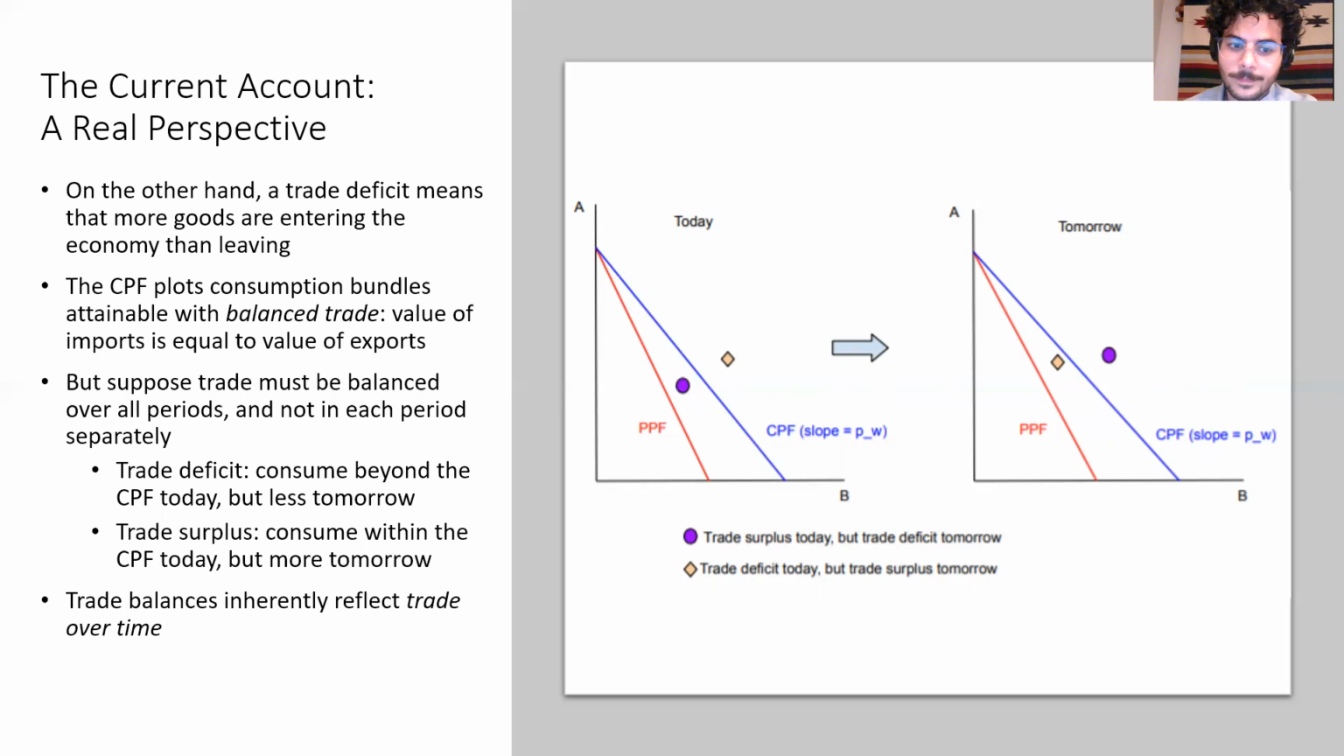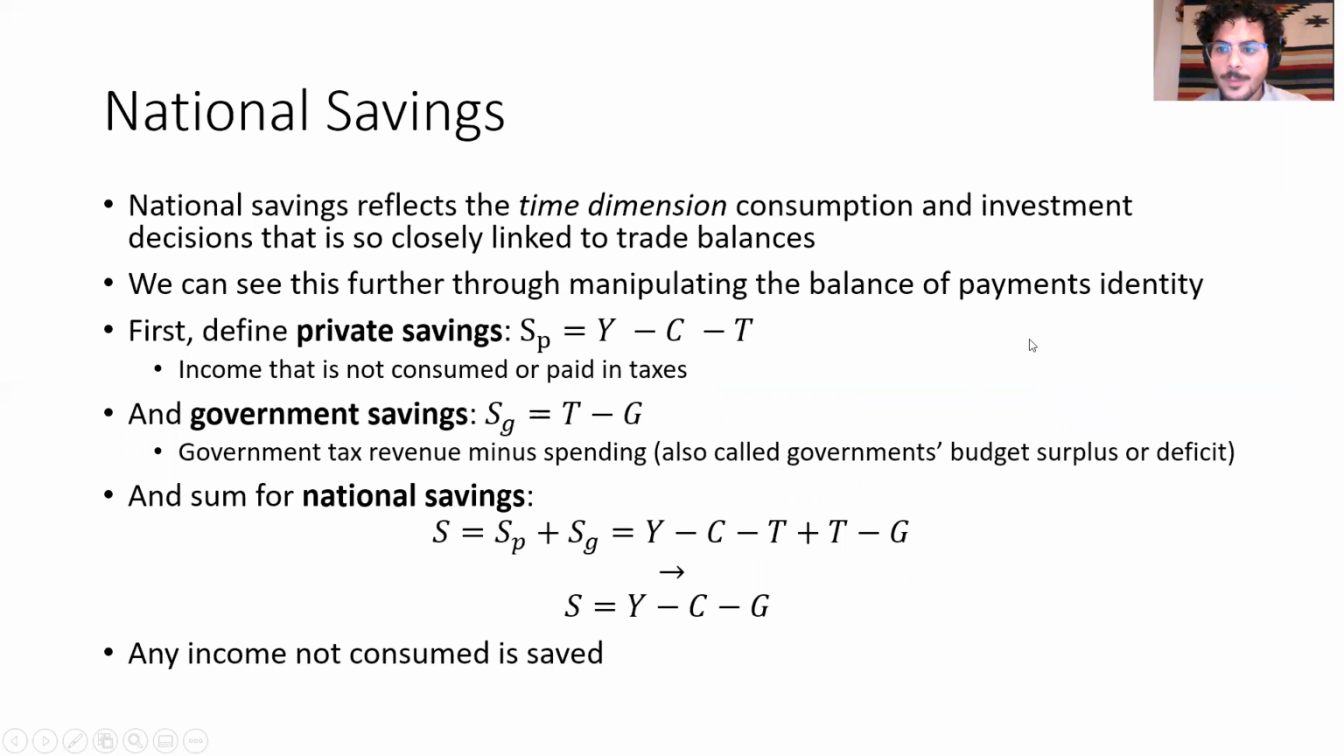And so when we're thinking about this time dimension, it's also very closely related to the concept of national savings. National savings generally reflects consumption and investment behaviors, and that's really closely linked to trade balances. So we can see this further by doing a little more manipulation of the national income identities.